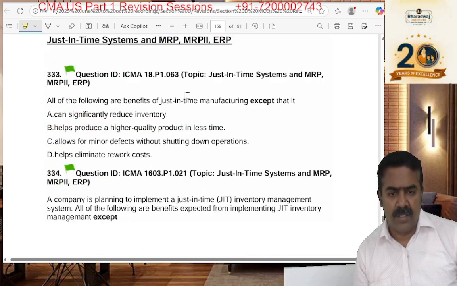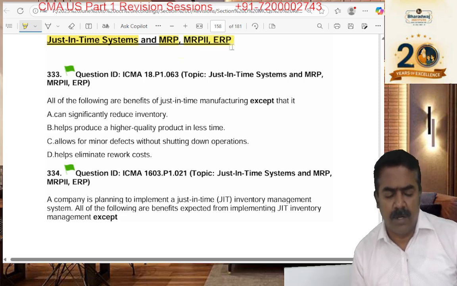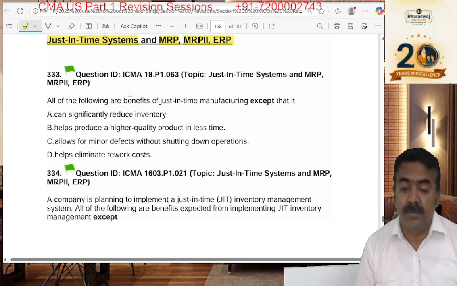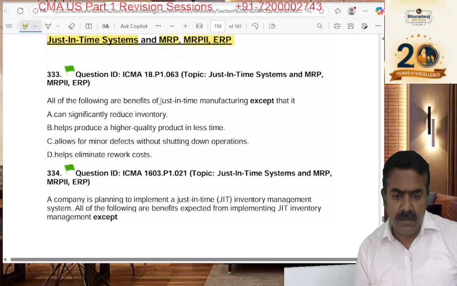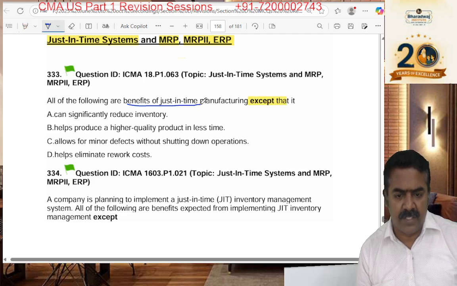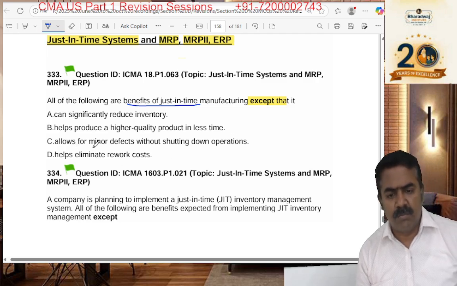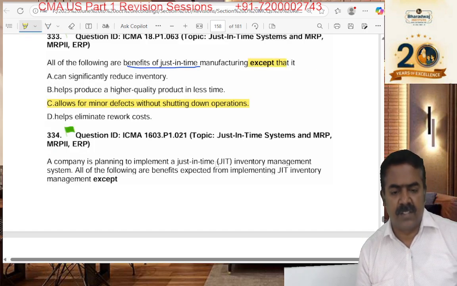Read question number 333. This is to do with just in time. Material should arrive on time. MRP refers to material requirement planning. MRP, ERP, all those things are covered in this. Please go through this. What is the exception to the benefits of JIT? Yes, reduce the inventory, high quality product in less time. Allows minor defects, no. JIT has nothing to do with defects.